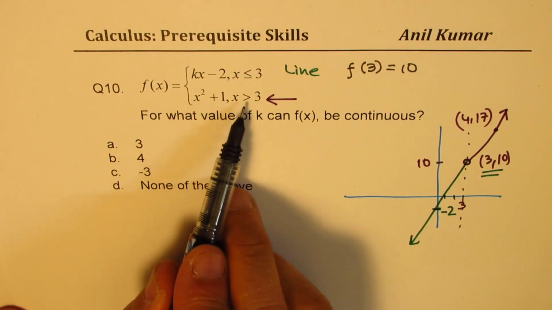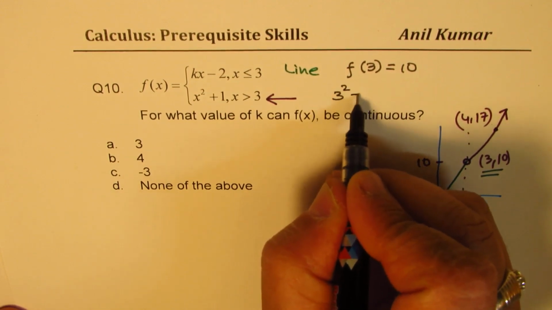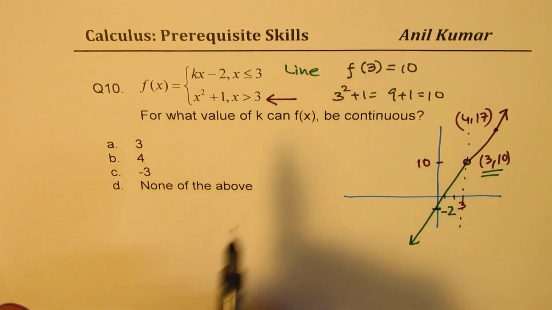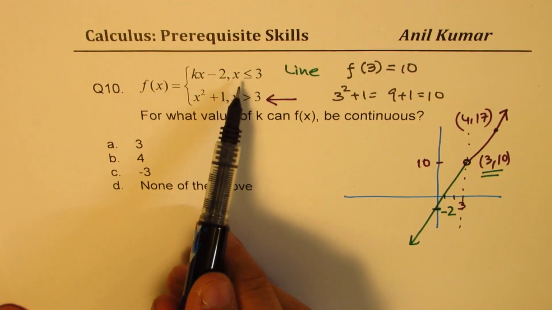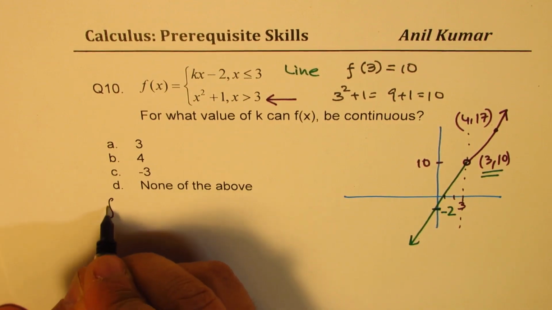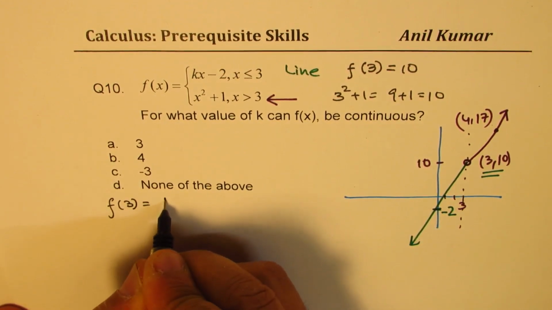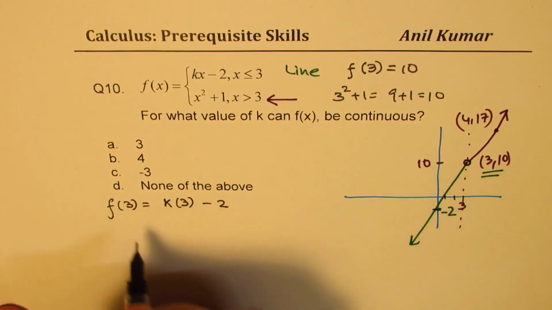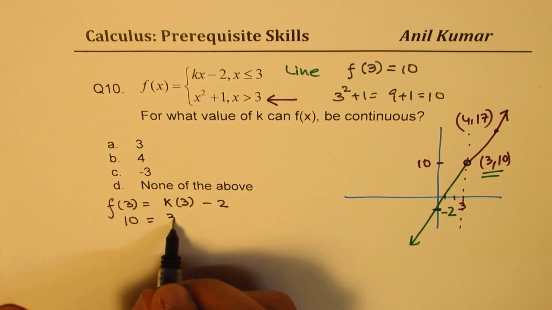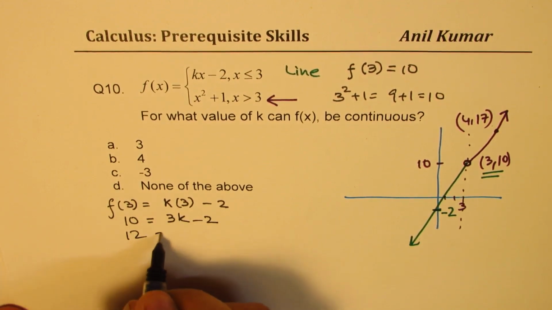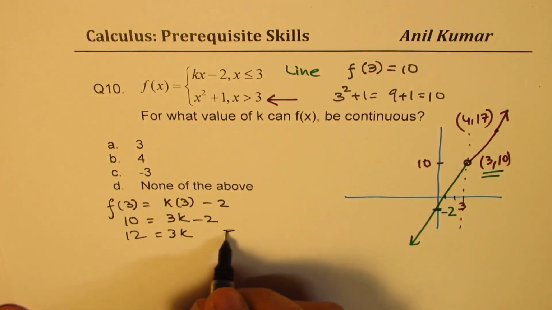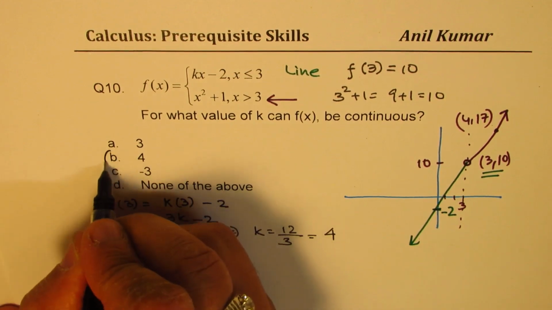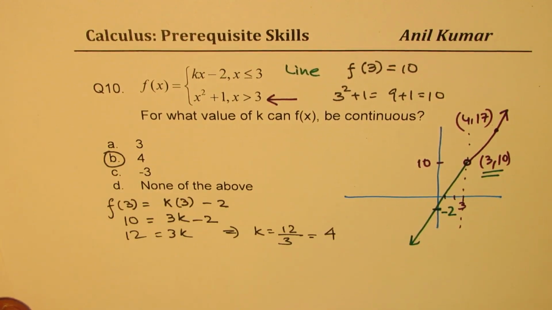Since if I put 3 here, I get 10, right? Since 3 squared plus 1 is 9 plus 1, which is 10. Does that make sense to you? So f of x is actually equal to the linear function. So we'll write f of 3 equals k times 3 minus 2. Now f of 3, as you see, should be equal to 10. So 10 equals 3k minus 2. 12 equals 3k. That gives you the value of k as 12 over 3, which is 4. So we get option B as the right option, correct?